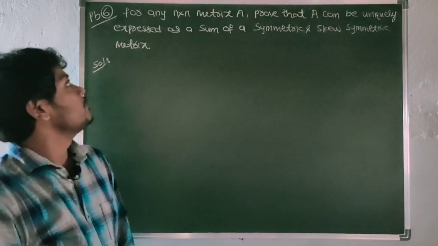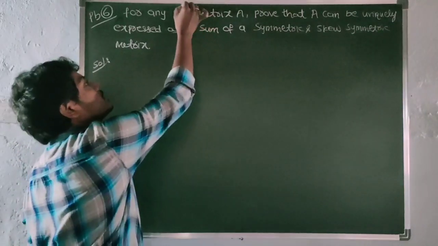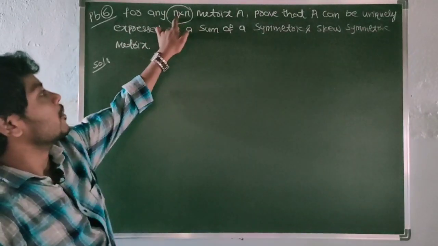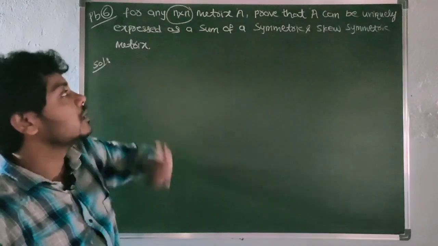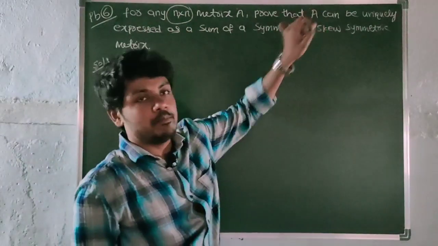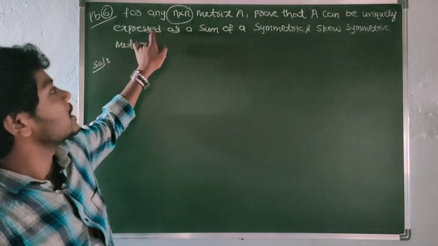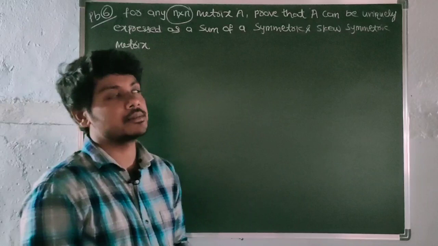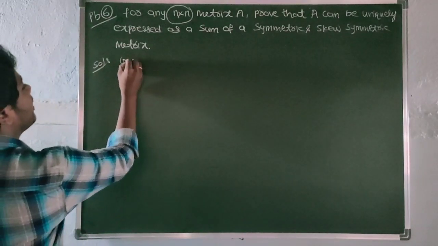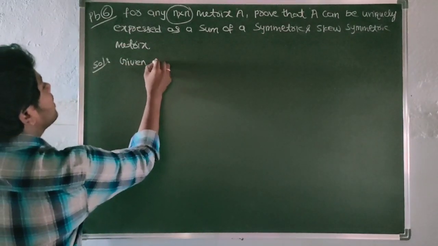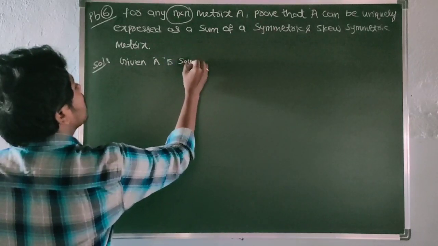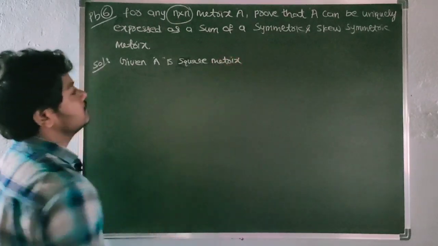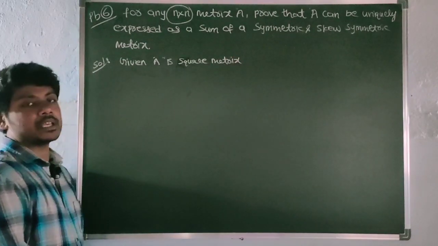So see the next problem. For any n by n matrix, so clearly that matrix is what? Square matrix. So here the number of rows and number of columns are equal. So prove that A can be uniquely expressed as a sum of symmetric and skew symmetric matrices. See here, given A is a square matrix, meaning the number of rows and number of columns are equal.